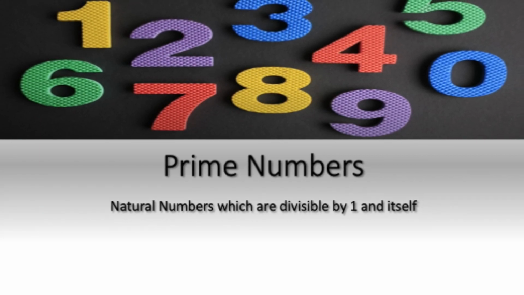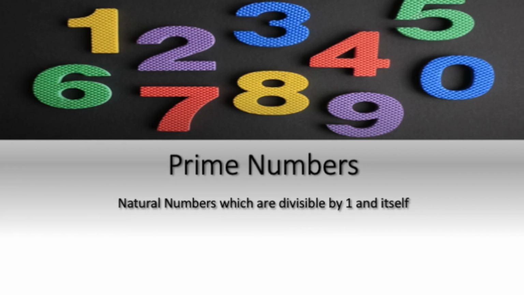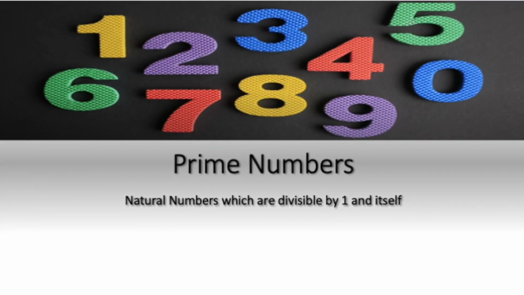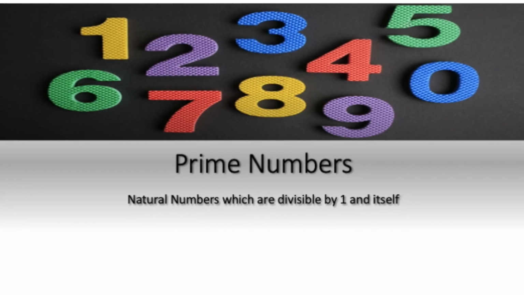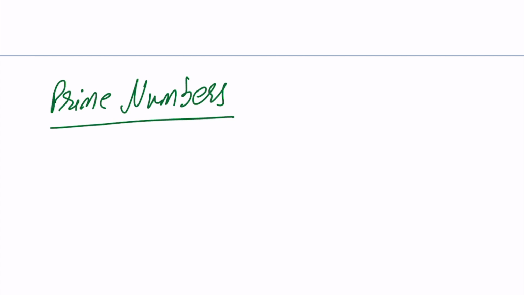The basic of prime number is that any number which is divisible by 1 and itself is called a prime number. So the number should not be divisible by any other number than 1 and its own self. For example, 2. So 2 can only be divisible by 1 and 2 itself. In case of 3, it can be divisible by 1 and 3 itself.